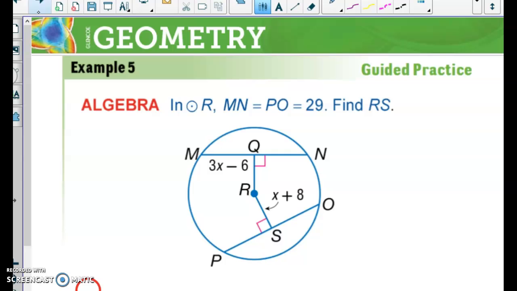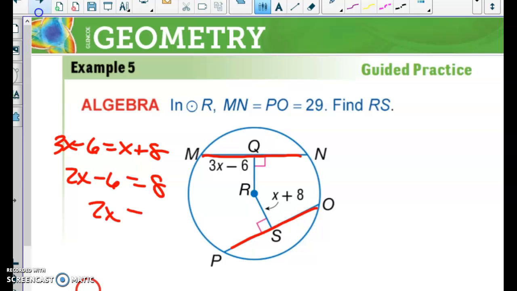Same dealio for this one. We know that these two are the same length. They say they are. So then 3x minus 6 equals x plus 8. 2x minus 6 equals 8. 2x equals 14. X equals 7. And if x is equal to 7, then RS must be 15.